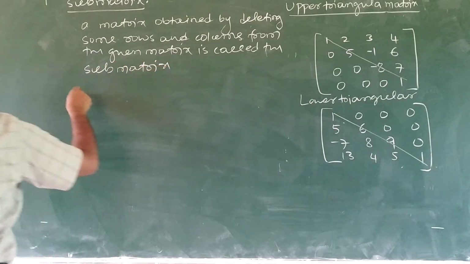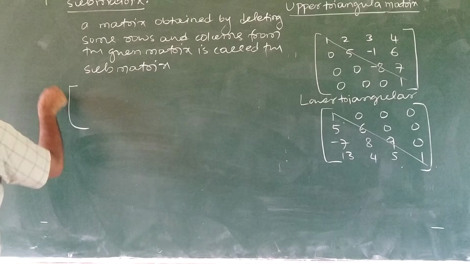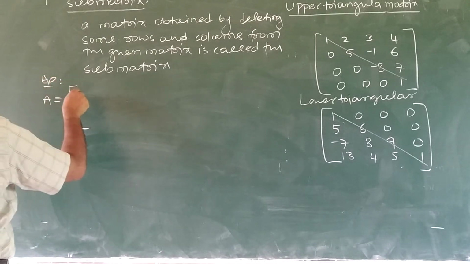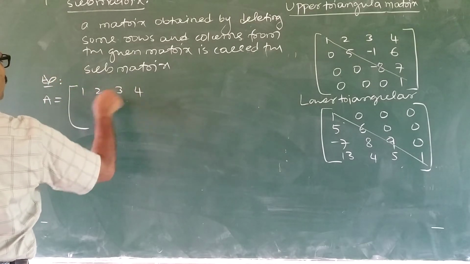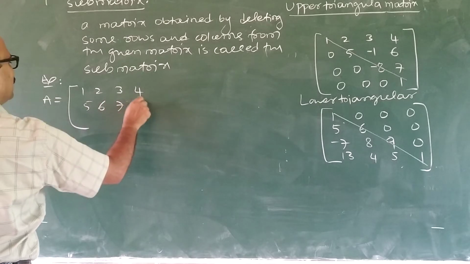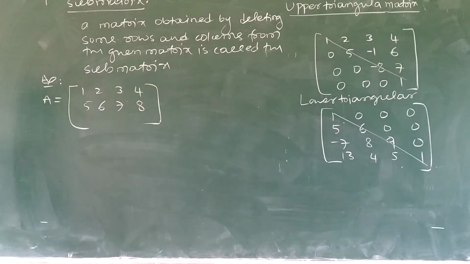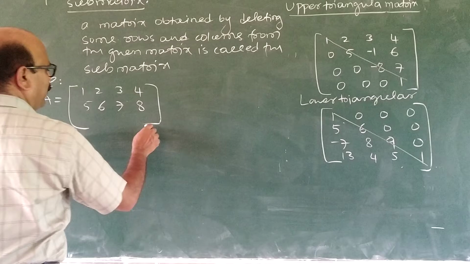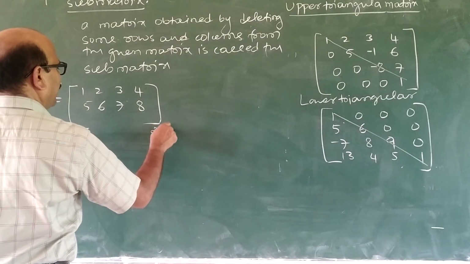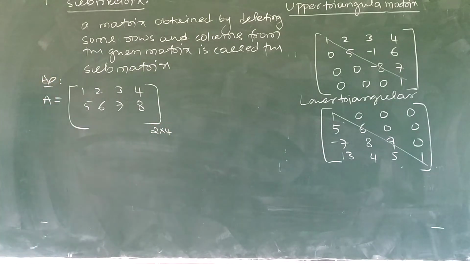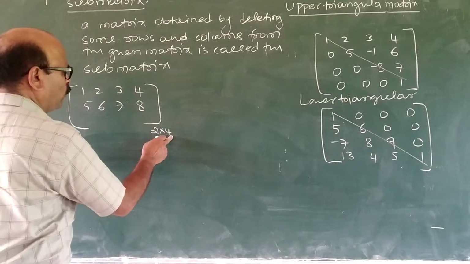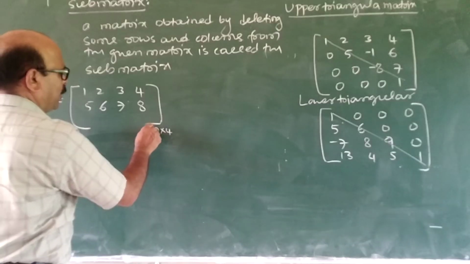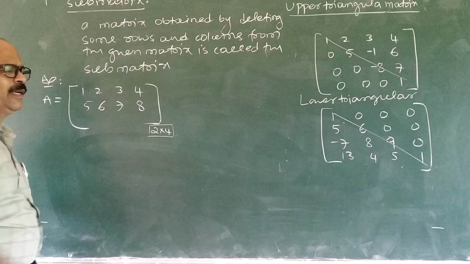Example: suppose A is 1, 2, 3, 4, 5, 6, 7, 8. What is this? It is a rectangular matrix of order 2 by 4. We read this as 2 by 4. In fact, 2 into 4 gives the number of elements here.